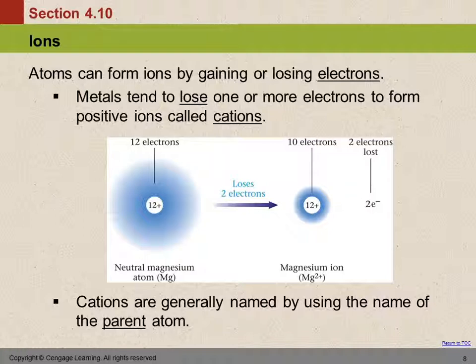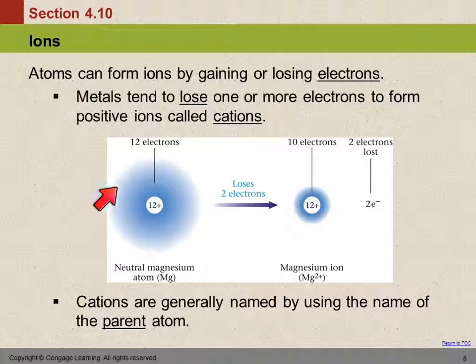Remember we talked about how the protons and neutrons were in the nucleus, in the center of the atom? So here we're looking at neutral magnesium, and we've got 12 protons in the middle because magnesium is element number 12 in the periodic table. Find it over there in the upper left corner. So it has 12 protons and it has 12 electrons.